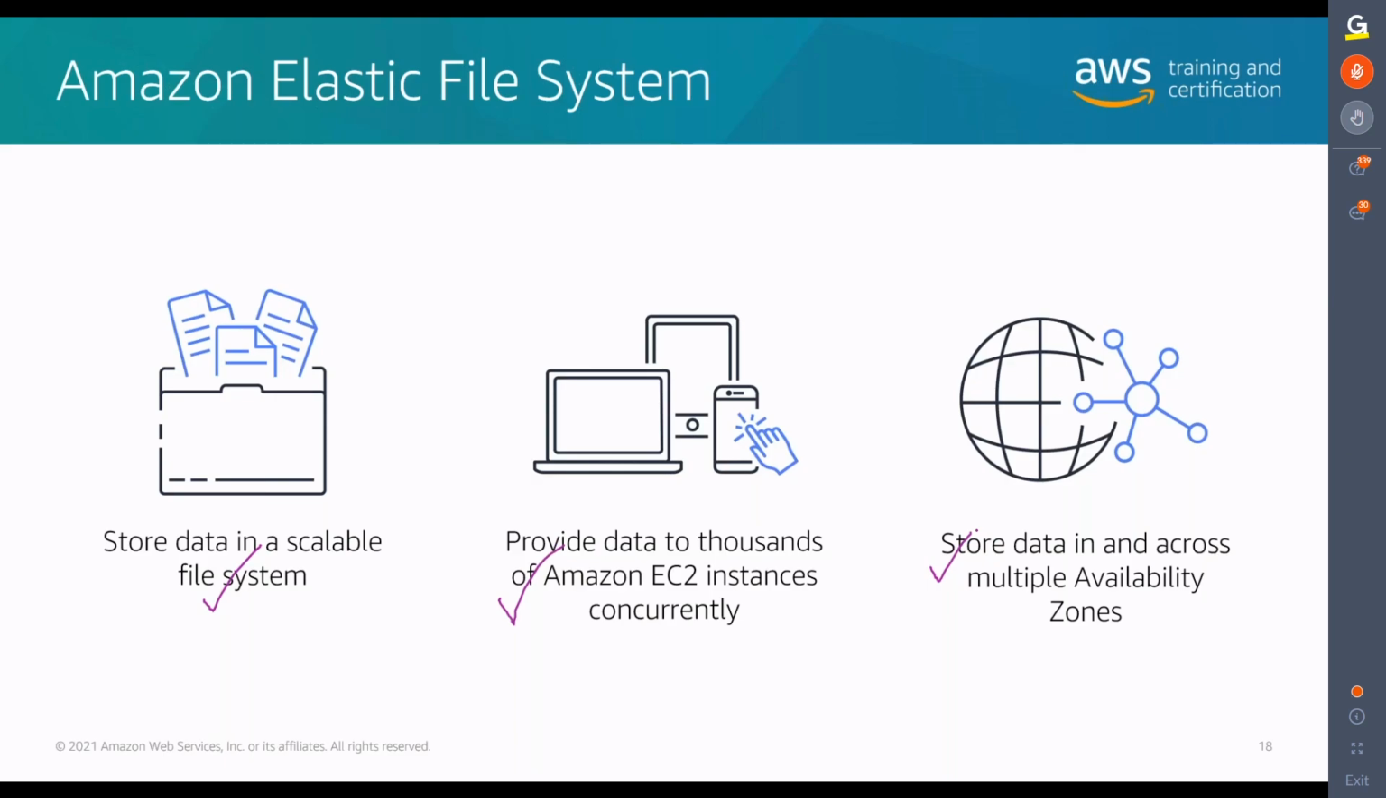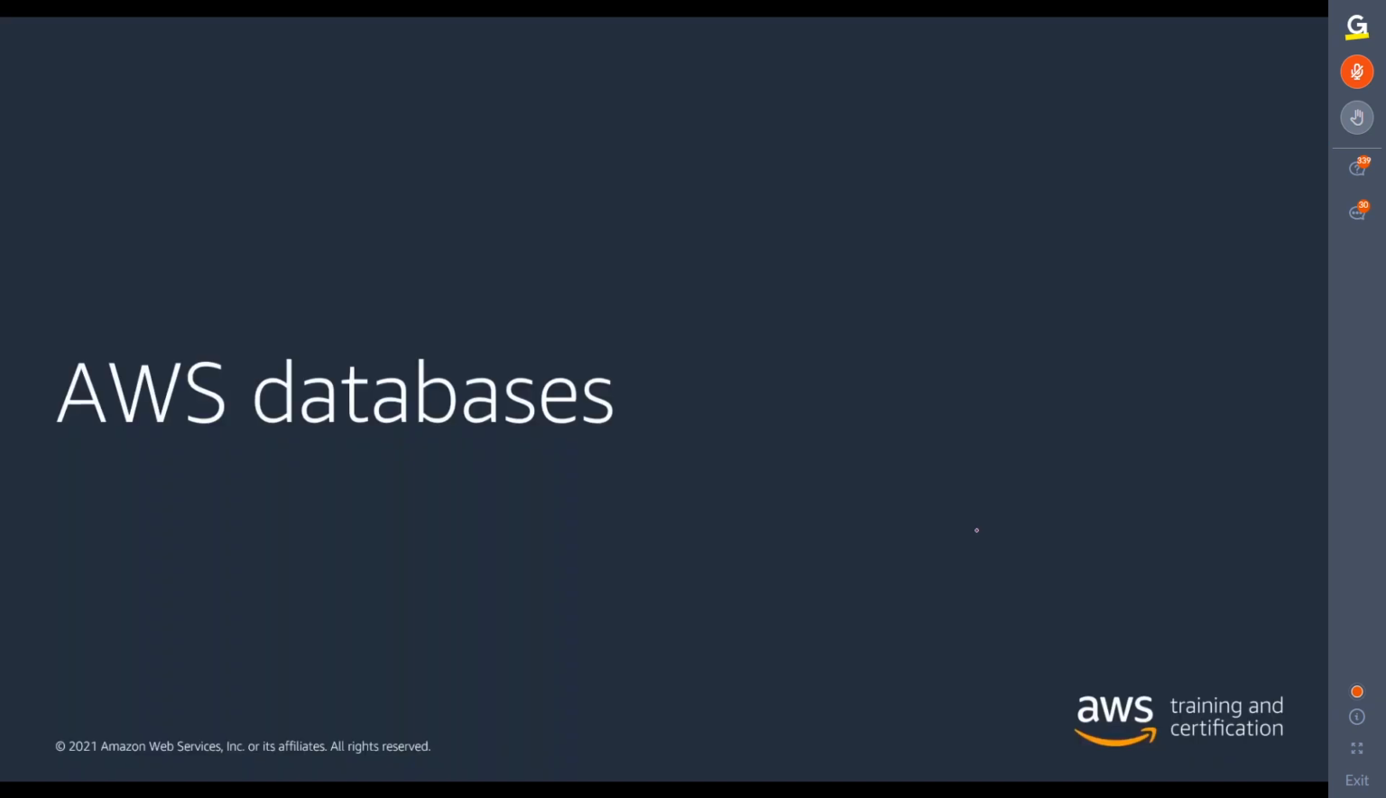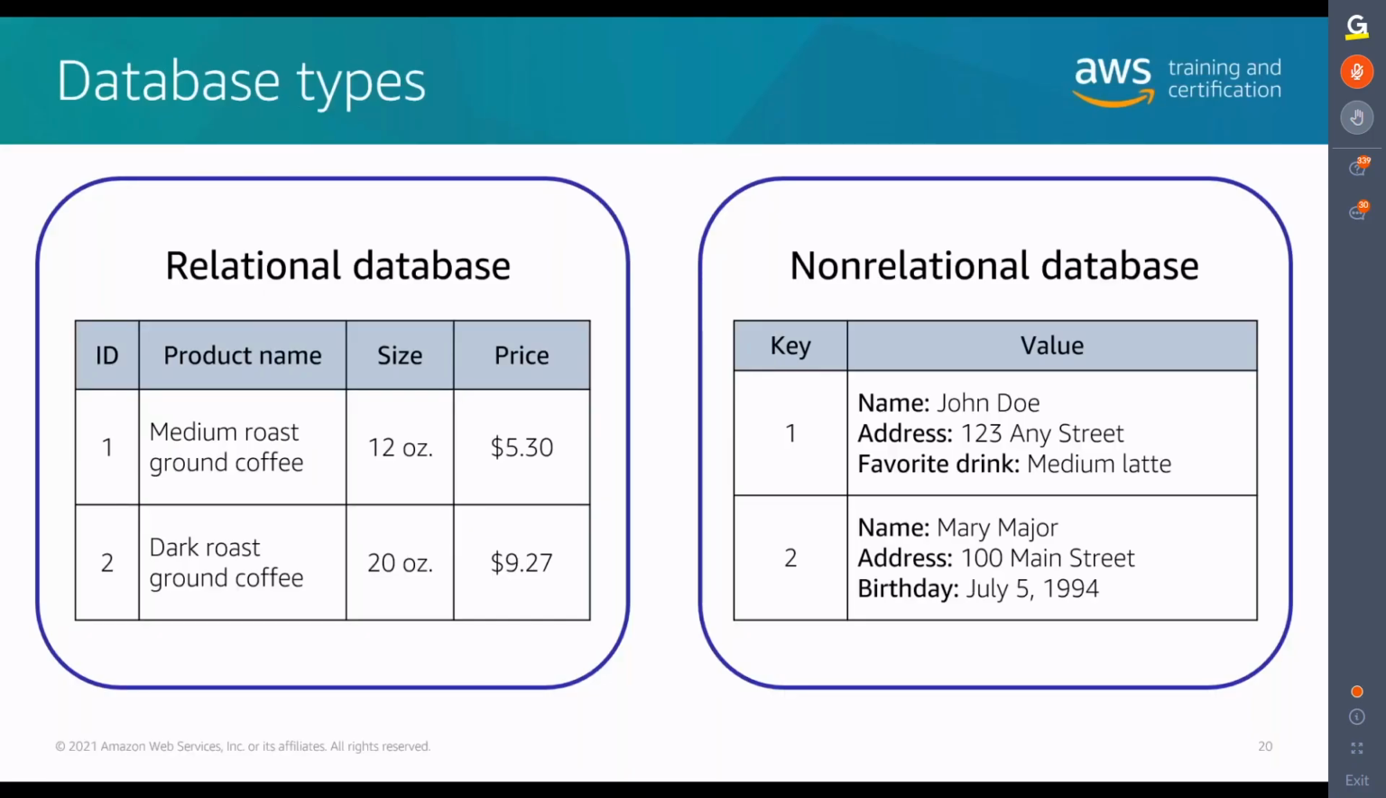All right, now let's move on to a different type of storage. That was all file storage. We looked at EBS, S3, EFS, different ways to store files in the cloud. Now we're going to look at storing data in the cloud, like records of data, using databases. Here on the left you see a simple table for a relational database. It looks like these are products we sell: medium roast ground coffee, dark roast ground coffee, different sizes, different prices.